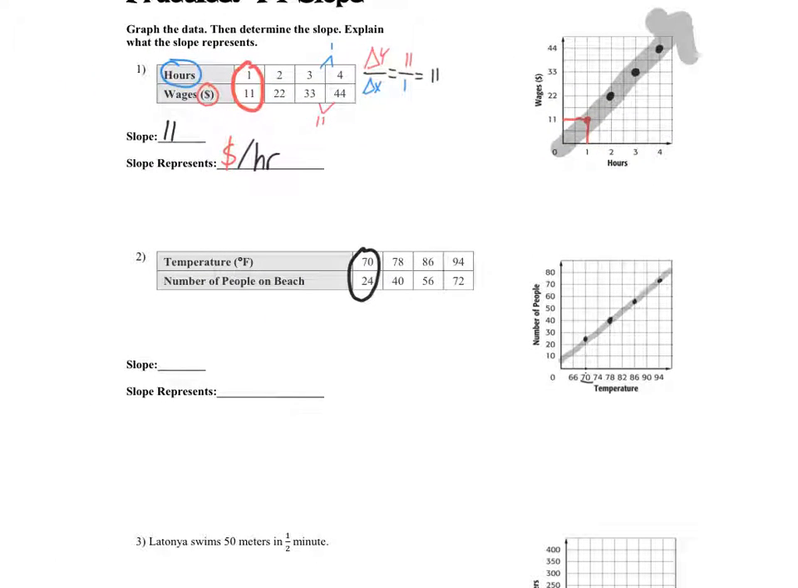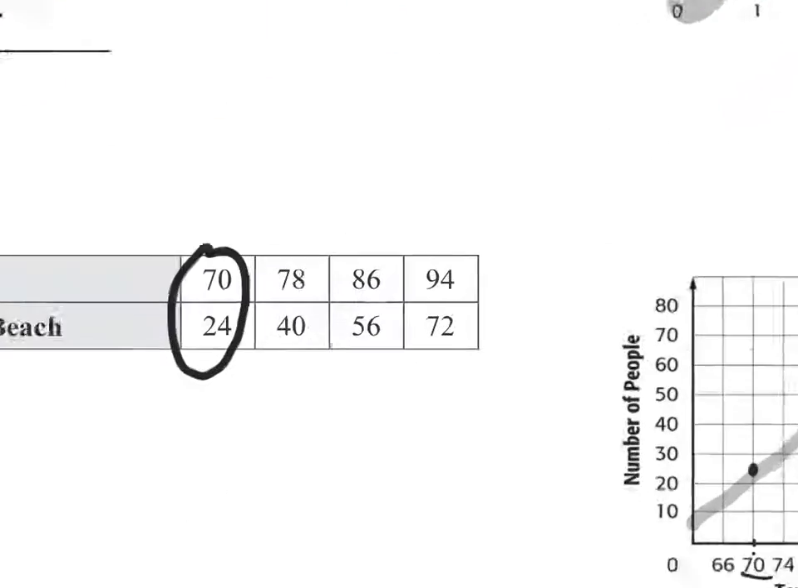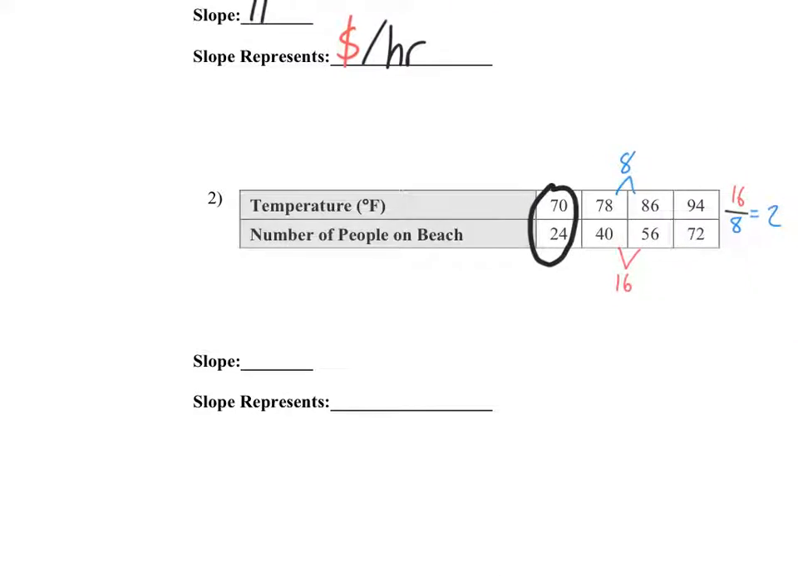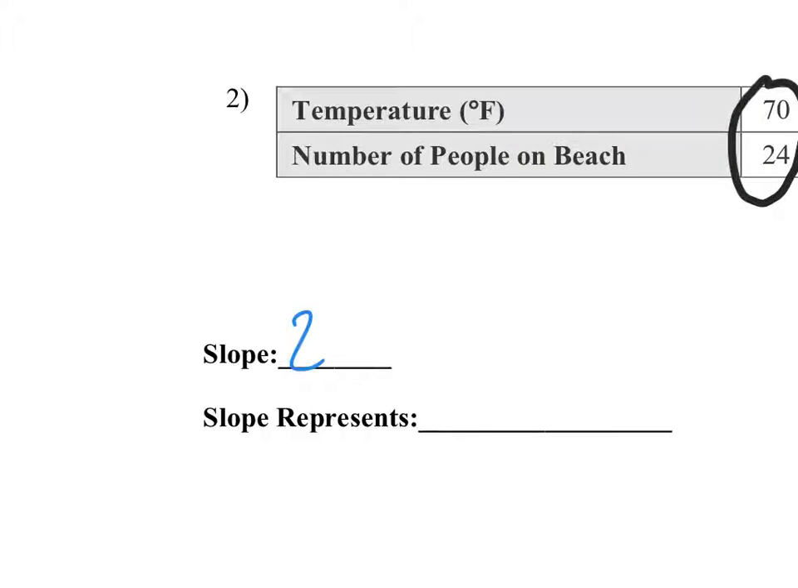So for our slope, again, I'm going to do the same thing that we have been doing. I'm going to look at the change of y over the change of x. So from 40 to 56, we change by 16. And then from 78 to 86, we change by 8. So my change of y was 16. My change of x was 8. And this simplifies to just 2. So my slope is going to be 2.